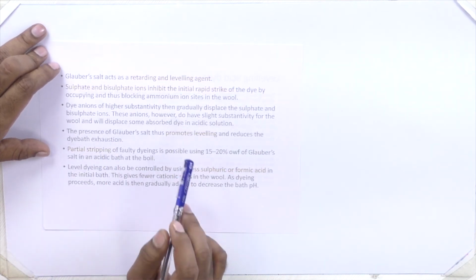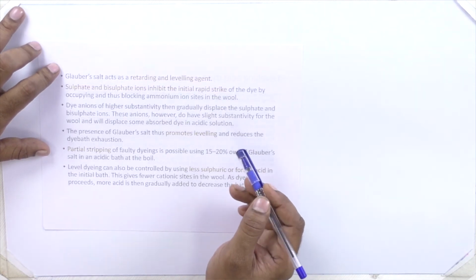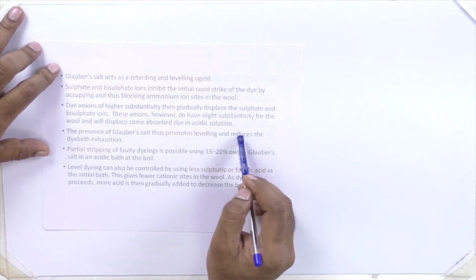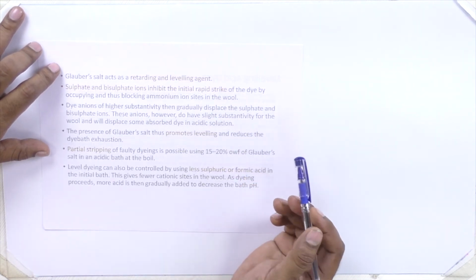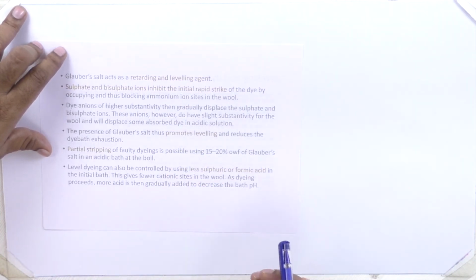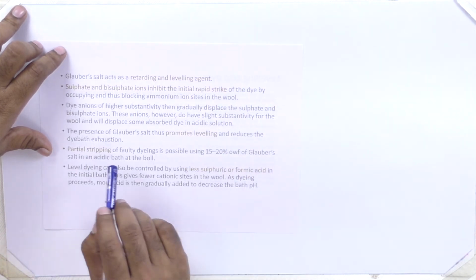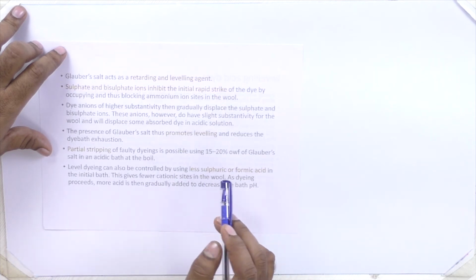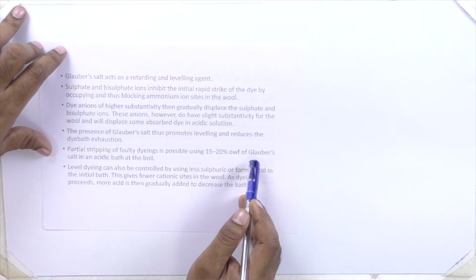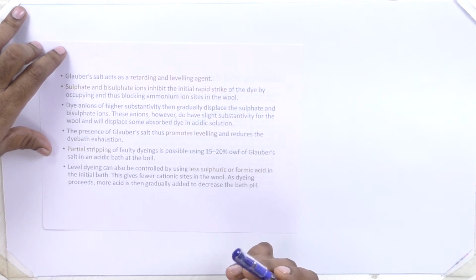And Glauber salt promotes leveling because it reduces the initial rapid strike, so that you will get a better dyeing, and moreover it also reduces the dye bath exhaustion. And partial stripping, that means partial removal of dyes, is possible with 15 to 20% of Glauber salt in an acetic bath at boil. So if you boil the acid dyed fabric with 20% of Glauber salt and acetic acid, partial stripping takes place.